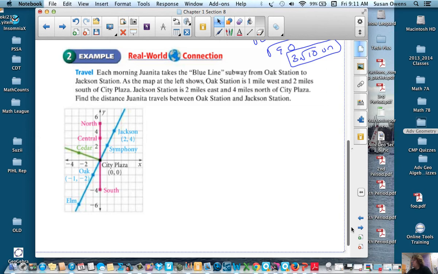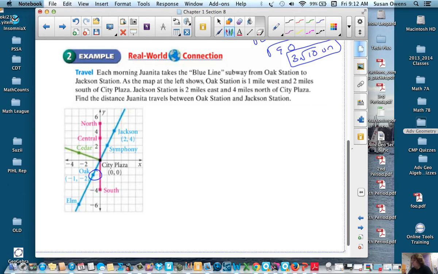So each morning, Juanita takes the Blue Line subway to Jackson Station, as the map shows. Oak Station is 1 mile west, 2 miles south of the plaza. Jackson Station is 2 miles east, 4 miles north of City Plaza. Find the distance Juanita travels between Oak Station and Jackson Station.